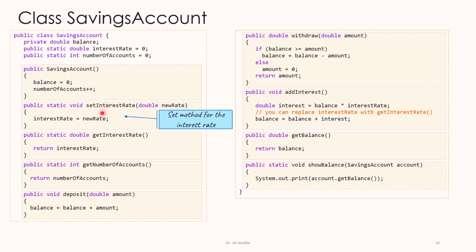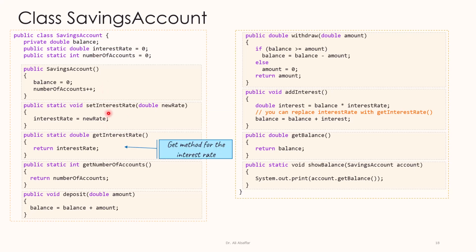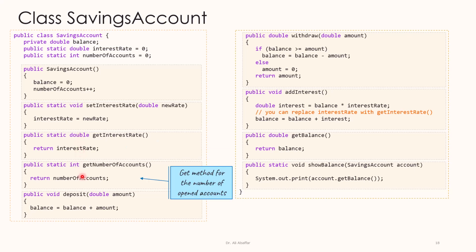The set method for the static variable interest rate is defined here, and the get method for the interest rate is also defined here. Both of them are static methods. That means we can change the interest rate directly by using the class name. The other static method is for getting the number of accounts. If we want to know how many accounts were opened from this class, we can simply call this method by using the name of the class rather than creating an object and calling the method from this object.